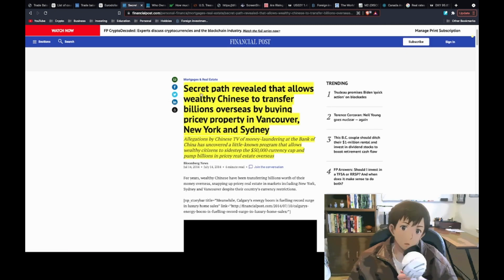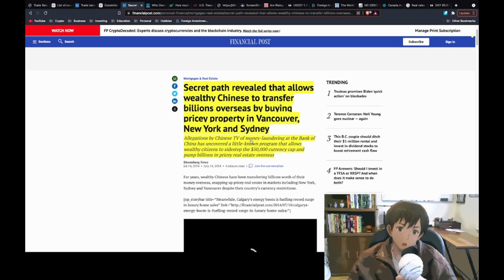So you can see here, this is titled A Secret Path Revealed that allows wealthy Chinese to transfer billions overseas by buying pricey property in Vancouver, New York, and Sydney. So as we buy these goods from China, they take that money and reinvest it into assets. And one of the favorite assets for these Chinese investors to allocate their money to is pricey property, because it's a way to circumvent regulations in China. So allegations by Chinese TV of money laundering at the Bank of China has uncovered a little-known program that allows wealthy citizens to sidestep the $50,000 currency cap and pump billions into pricey real estate overseas.